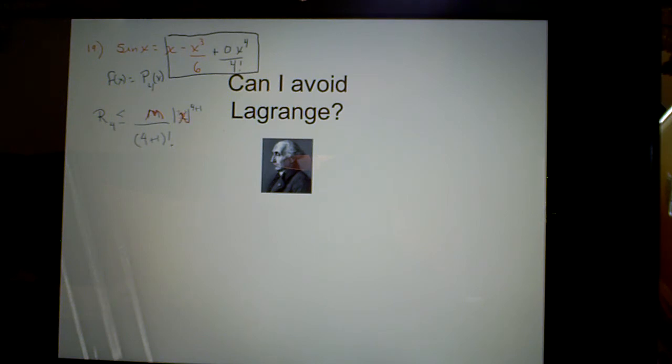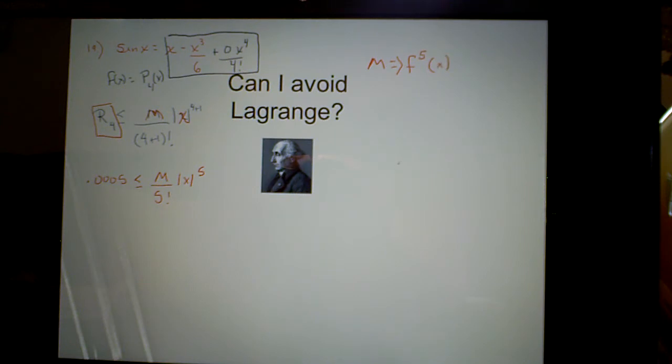I'm not going to be plugging in, I'm going to be solving for this x, but they gave me the bound. Right? That's 5 times 10 to the negative 4th is going to be less than or equal to m over 5 factorial. So now I just need to find m. Well, m, remember, is the maximum value of the 5th derivative.